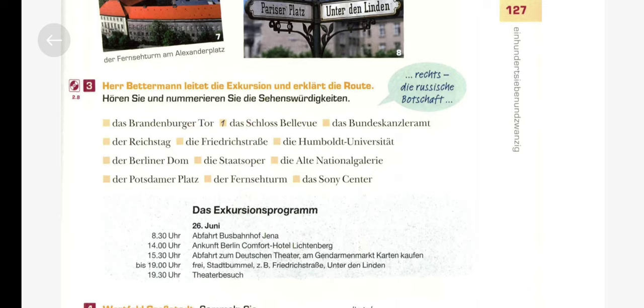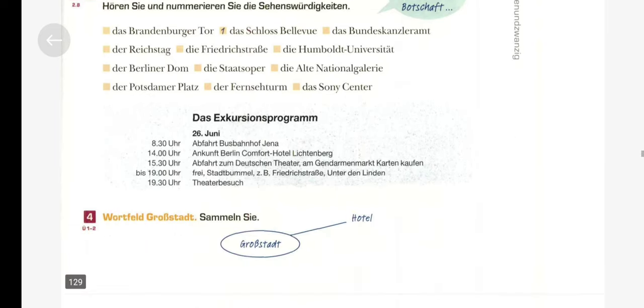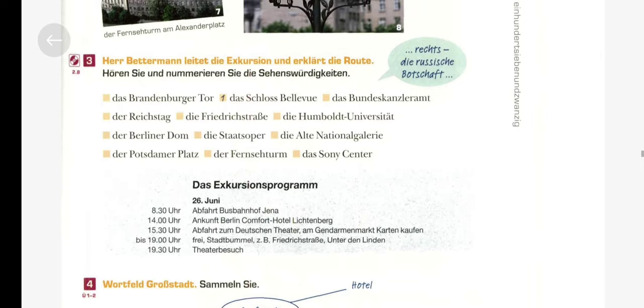Hören Sie und nummerieren Sie die Sehenswürdigkeiten. So here is the person, Herr Bettermann. He is touring the city and he is now telling the routes in Germany, in Berlin. So you just have to mark how they are saying. Like firstly he said Schloss Bellevue. And then next he said, so you have to number it accordingly. Now listen to the audio.